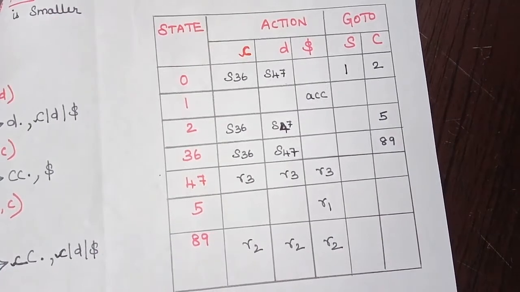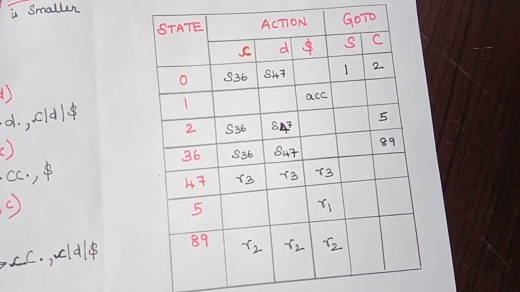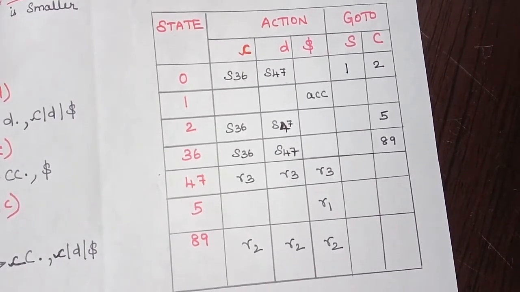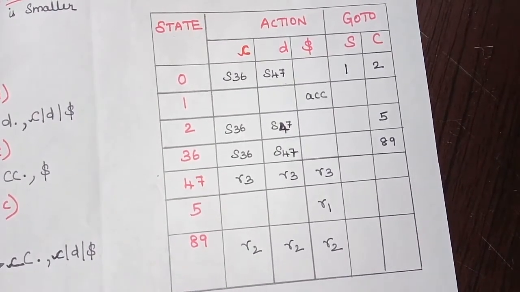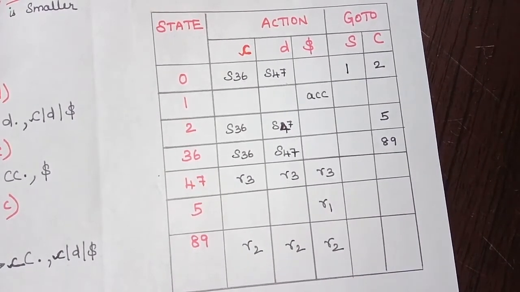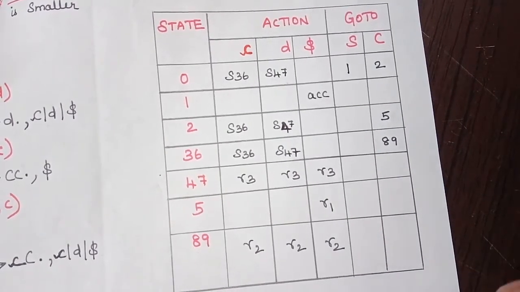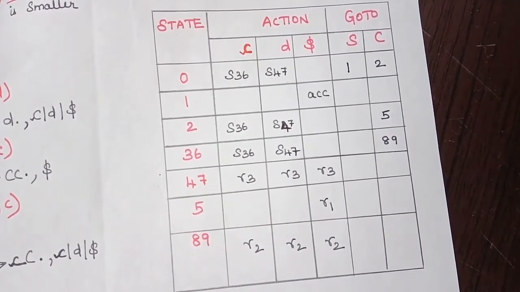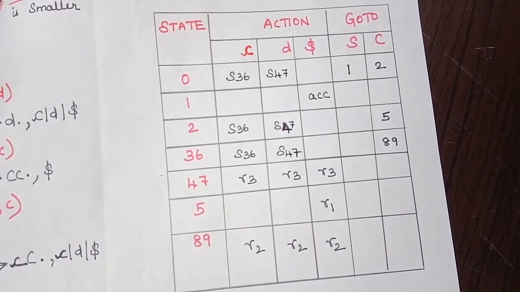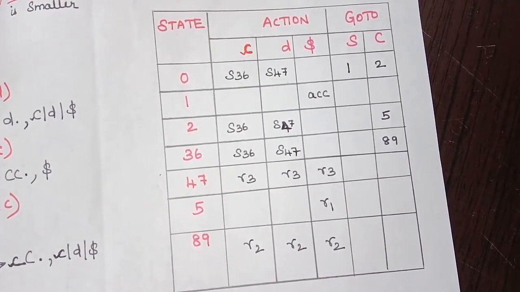We can construct this LALR parsing table in the same way as we constructed the canonical LR parsing table. The only difference between these two methods is that in LALR we combine the states, and we have reduced the size of the LALR table by combining the states. So this is the difference between the LALR and canonical LR parsing tables.